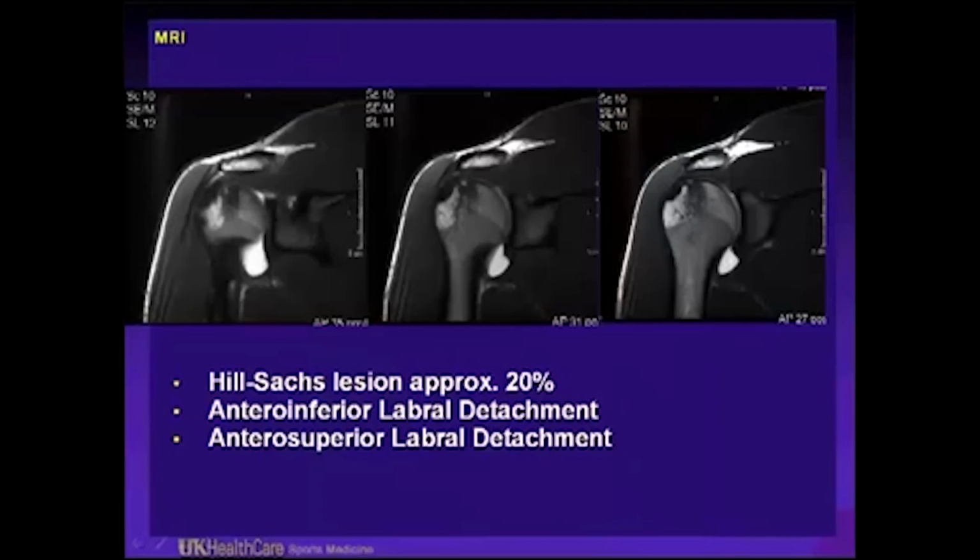MRI scans. We did not use intra-articular gadolinium. This is blood that's on the inside of the joint from his dislocation. So acutely, we have our own arthrogram, if you will, because of the blood that's intra-articular. He did have a very significant Hill-Sachs lesion, 25%, and there was labral detachment of the entire anterior aspect of the labrum from the glenoid, indicating an anterior dislocation, most likely that's self-reduced.